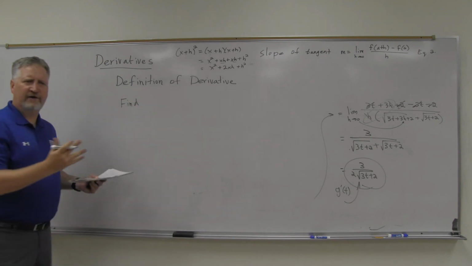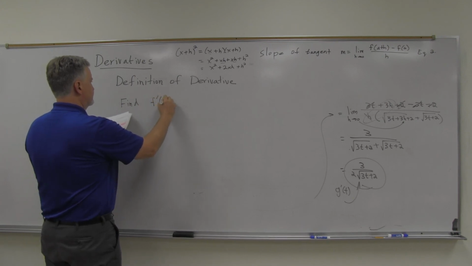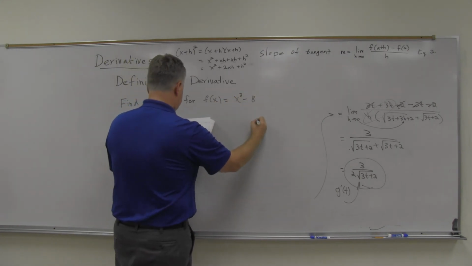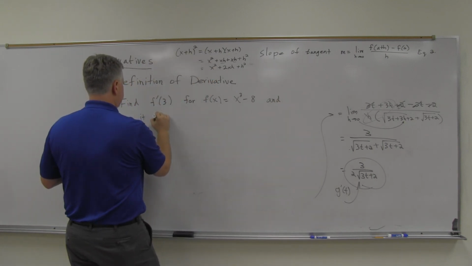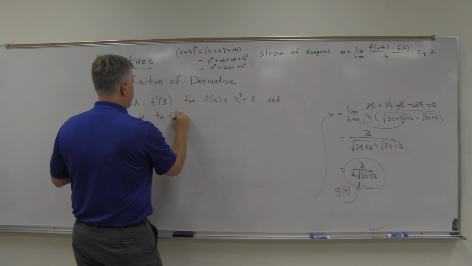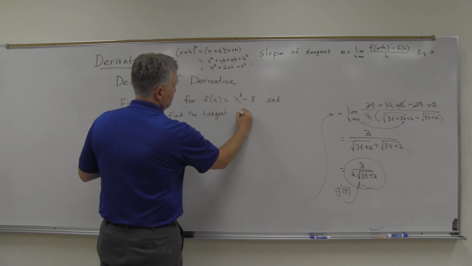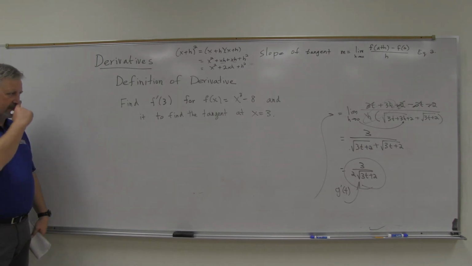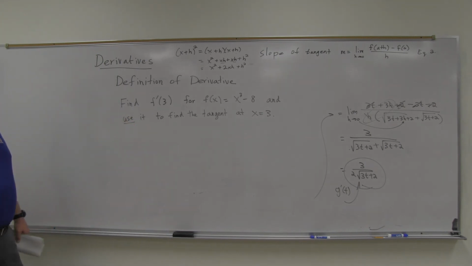And this is kind of the wording I think they have in a homework problem. So, all right, let's find f prime of 3 for f of x equals x cubed minus 8, and use it to find the tangent line at x equals 3. Find f prime of 3 for f of x equals x cubed minus 8, and use it to find the tangent line at x equals 3.